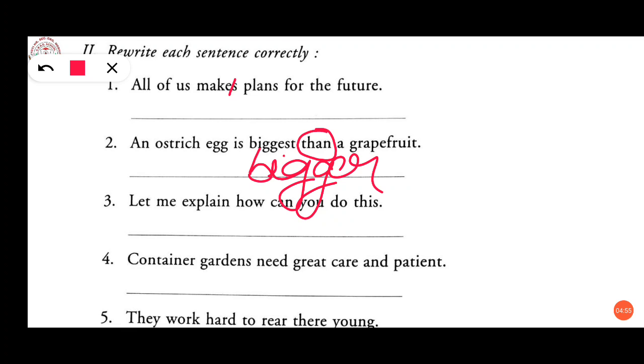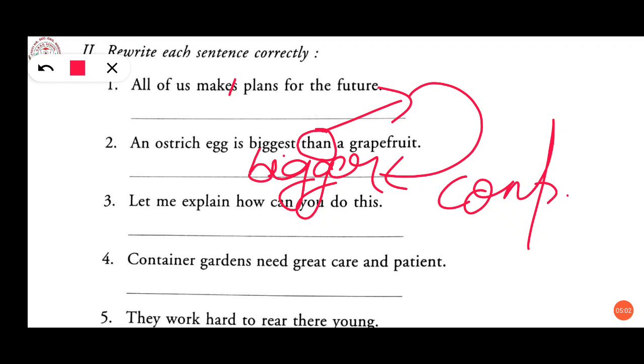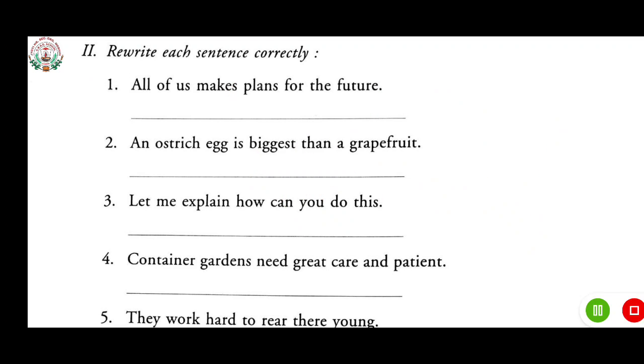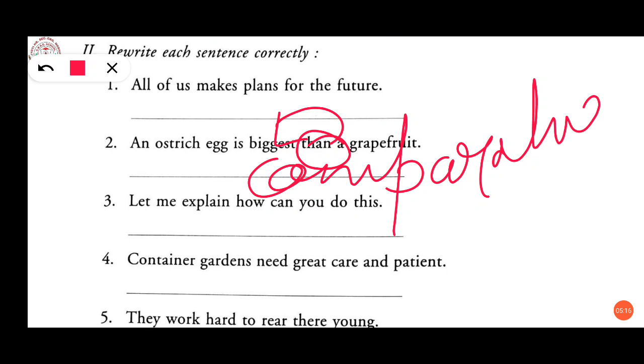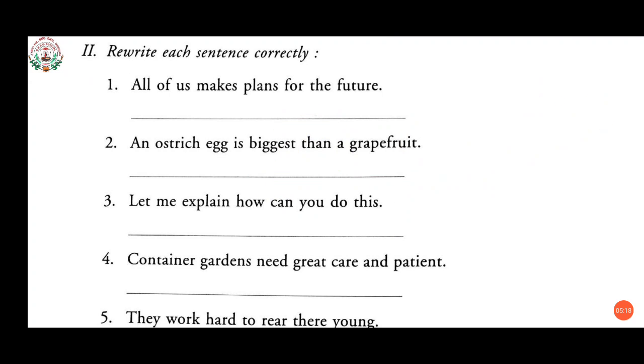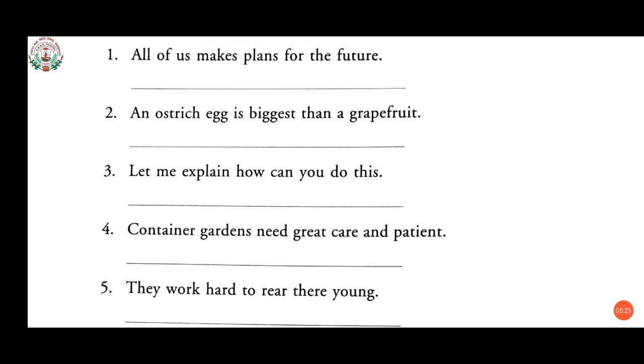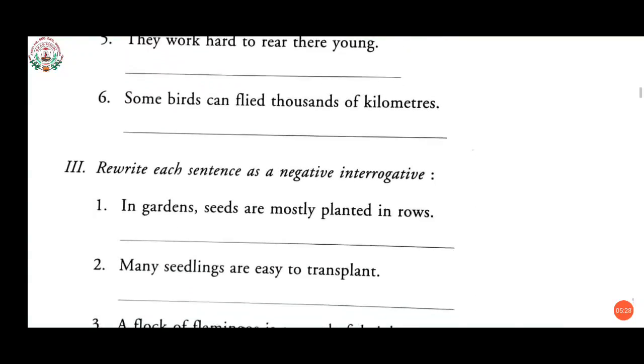So if we are using then, it means we have to use the comparative degree. Before that we will use the comparative degree, and the comparative degree of big is what? Bigger. So this is done. So what will the answer become? An ostrich egg is bigger than a grapefruit. Likewise, just read the sentence and try to do it by yourself.